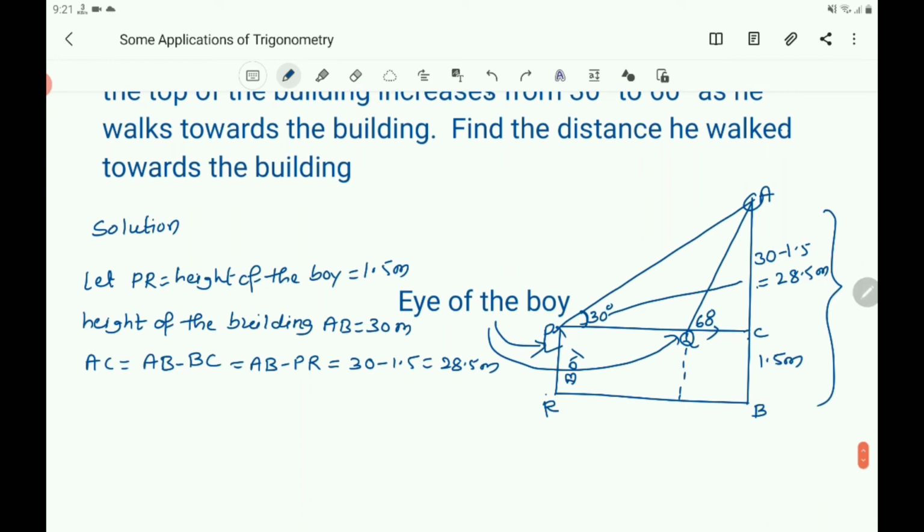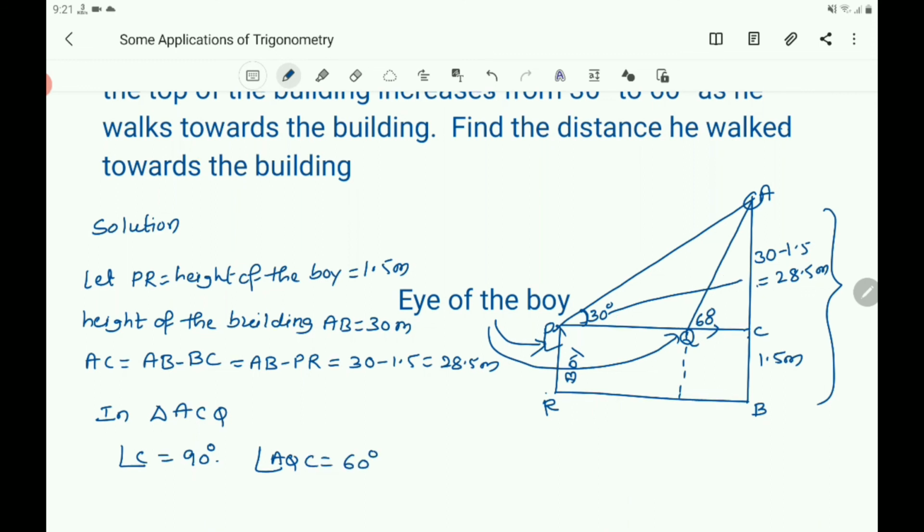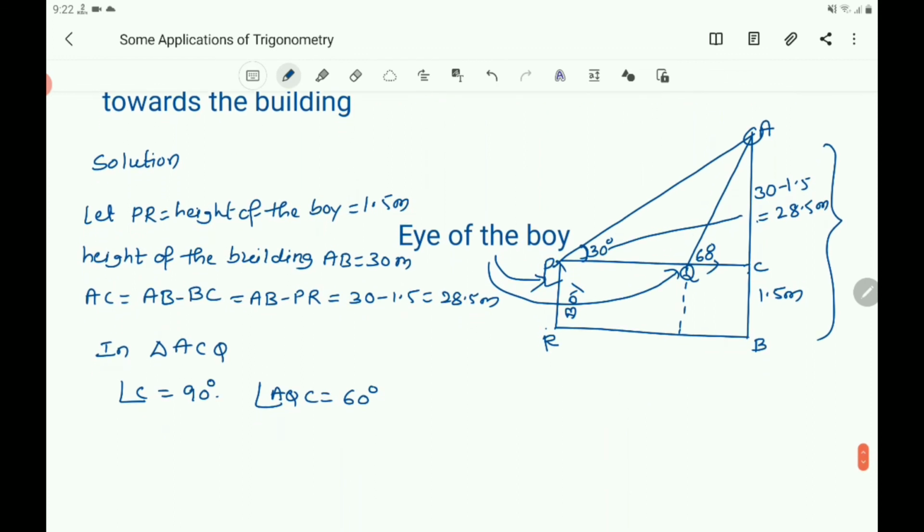So first you take the right angle triangle ACQ. In triangle ACQ, angle C equals 90 degree and angle AQC equals 60 degree. So here the opposite side is known. We have to find QC, that is the adjacent side.